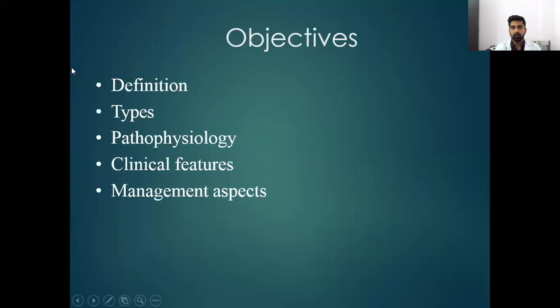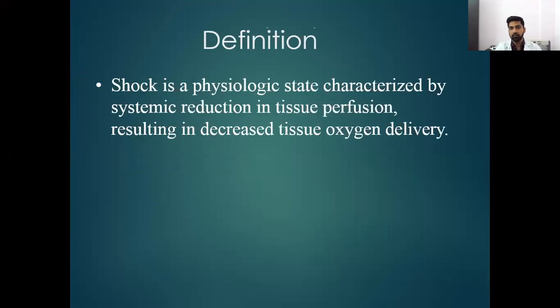Okay, shock. So first we can give you some objectives before going towards this class. Basically, for any condition we take care of five things: definition, types, pathophysiology behind that, its clinical features, and management, which includes investigation and treatment. This forms our objective of our class today. So let's now first move into definition.